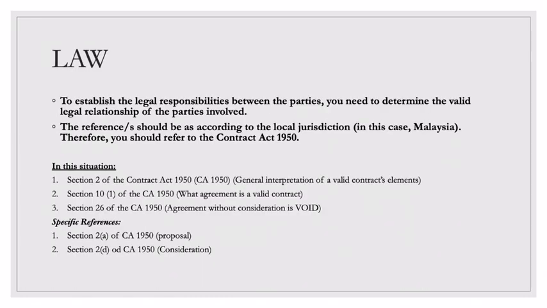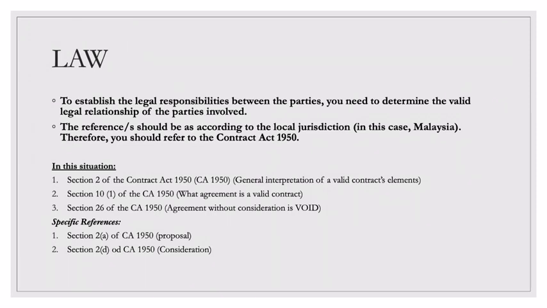Next, the L alphabet. L will be the law, or if it is IRAC, the R will be the rule, and then A, we know that you're going to see the jurisdiction or legislation that is involved. So moving to start this law or the legislation, you need to establish the legal responsibilities between the parties, and you need to determine the valid legal relationship of the parties involved.